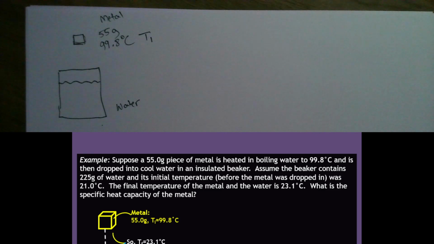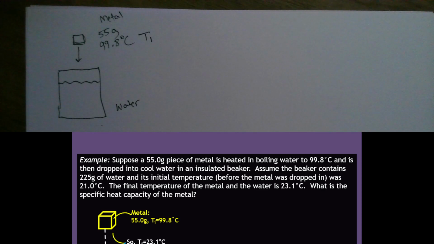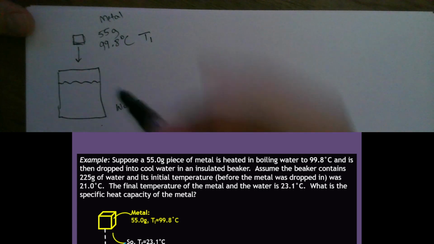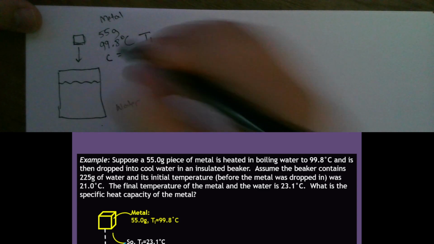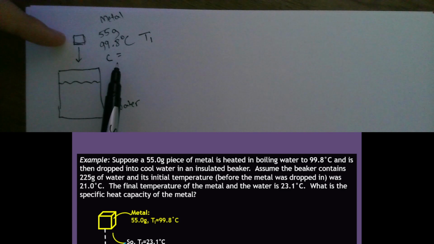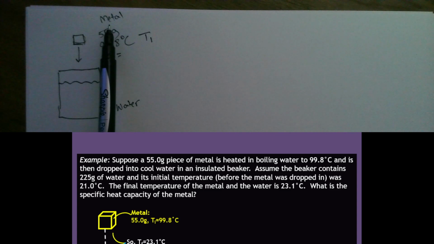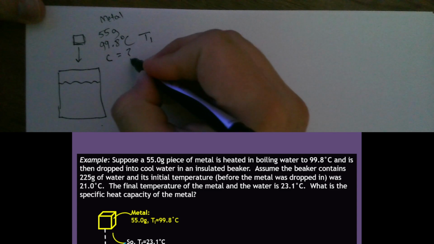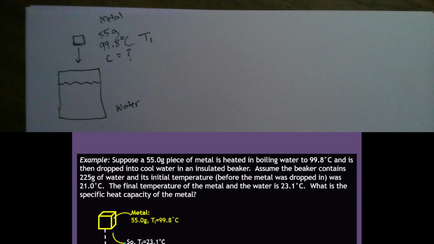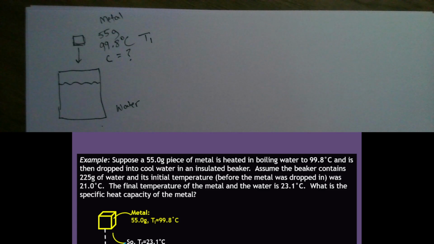And it's then dropped into cool water in an insulated beaker. So in a moment, when I'm ready to solve, I'm going to drop this hot piece of metal into this cool piece of water. The other piece of information I might need is C, the specific heat. Depending on what metal I have here, its specific heat is going to tell you how fast its temperature is going to change. Well, it just says metal. It doesn't tell me which type, which means I don't know its specific heat. If it told me iron or tin or lead, I could go to that chart and find its C. But this time I don't have it, so we're just going to leave it like that.